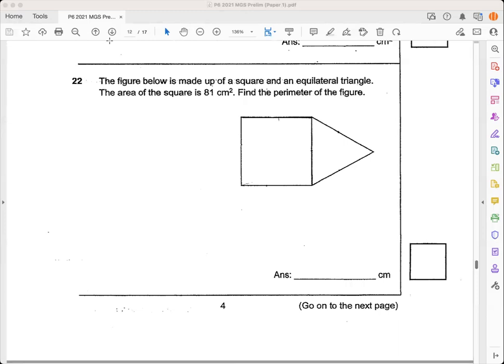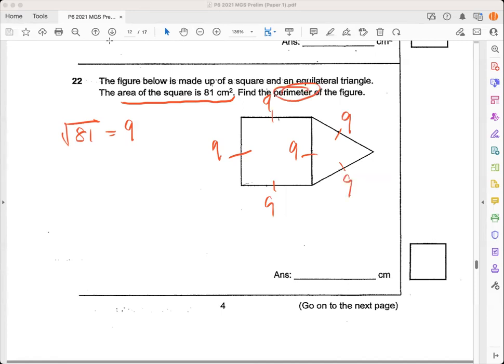The figure below is made up of a square and an equilateral triangle. So equilateral triangle means all the sides are equal. And because it's a square, the sides are also equal here. So all these are the same size. The question provided the area of the square is 81 square centimeters. So to find the side of a square, you square root, you get 9. So these are 9. And because this is 9, this will also be 9, because it's an equilateral triangle.